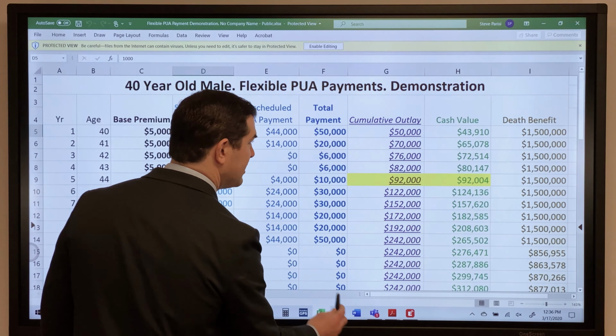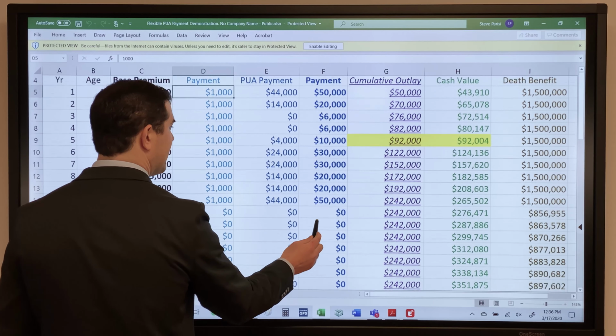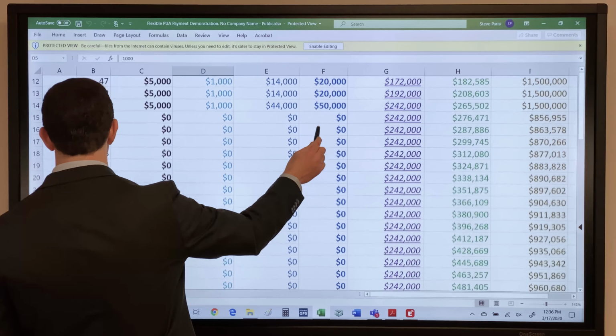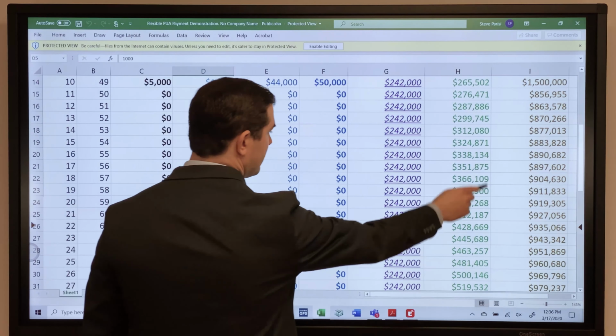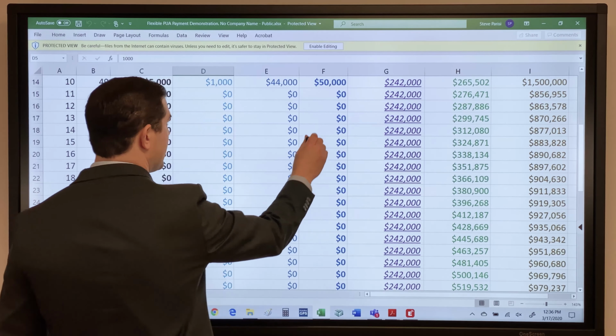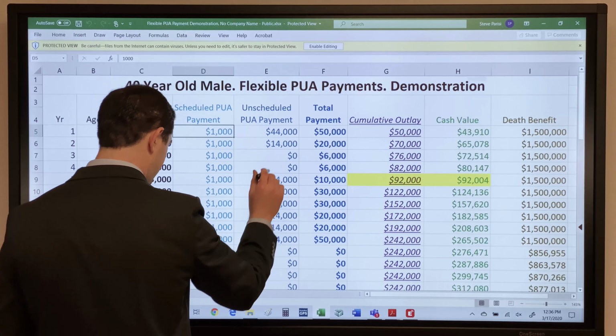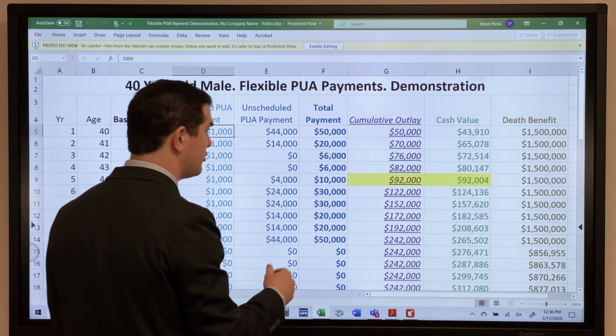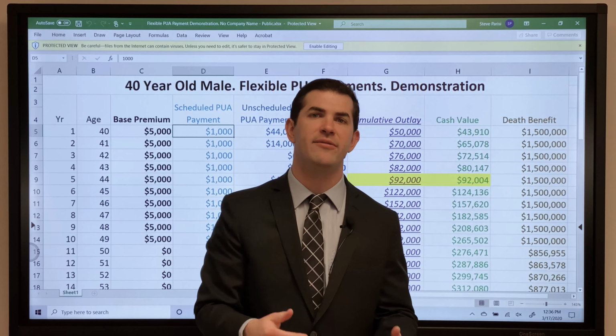So if we were interested in tracking the cash value growth over time, we never pay another penny in. After year 10, cash value continues to grow, which is great. The spreadsheet is mainly used though to demonstrate PUA flexibility.